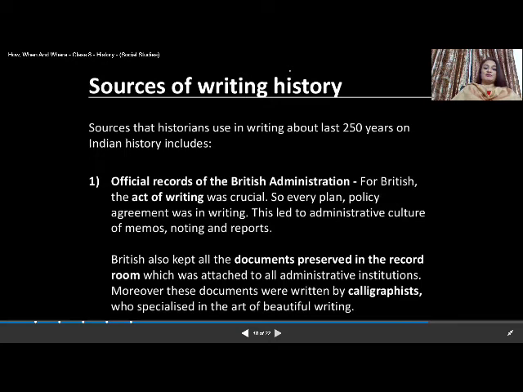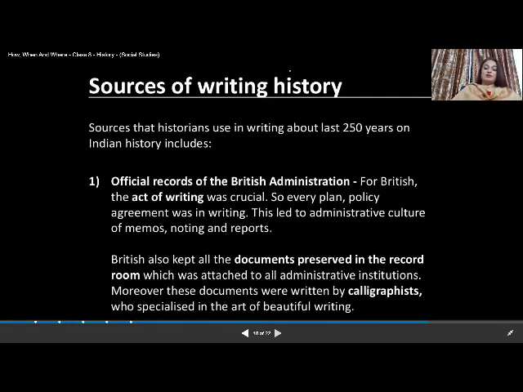How did the Britishers write history? For them, the act of writing was crucial. They thought that if we write anything, that is a written proof. So every plan, policy and agreement was in writing. This led to an administrative culture of memos, notings, and reports. When you write something, you can keep a record of it. So they wrote everything: memos, notings, complaints, reports.